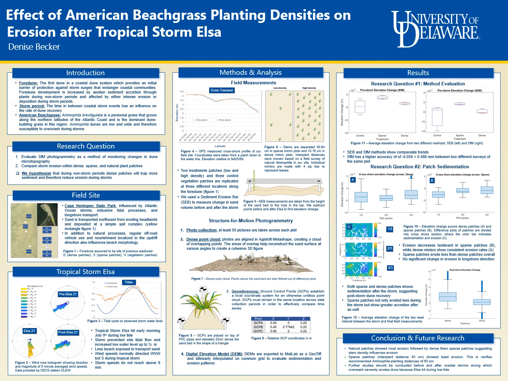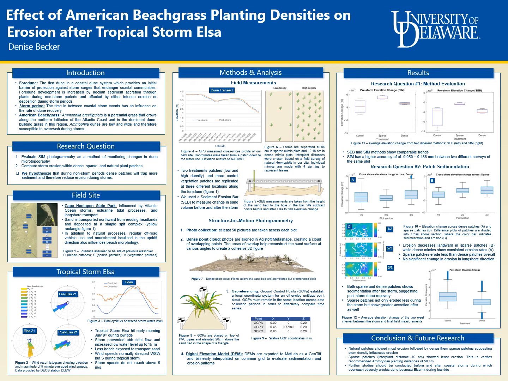Previous studies have suggested that the spatial density of grasses influences sedimentation and dune stability. However, dune growth and recovery after storms is not known. We investigate sedimentation and erosion during Tropical Storm Elsa at Cape Henlopen State Park by comparing sand deposition with natural and artificial plant patches, shown in Figure 1.